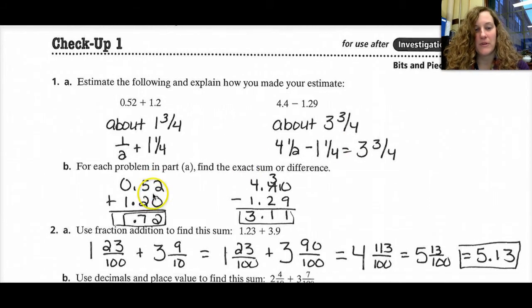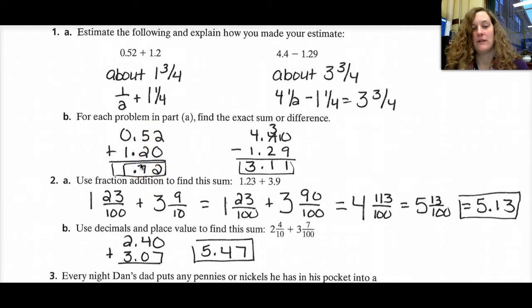The next problem is asking for the exact answer. 0 and 52 hundredths again, and 1 and 2 tenths. Now in this case, I had to add on the extra 0 so that all the numbers line up. Because remember, when you're adding and subtracting decimals, you line up the decimal places, and then you can add trailing zeros if you need to make them be the same length.